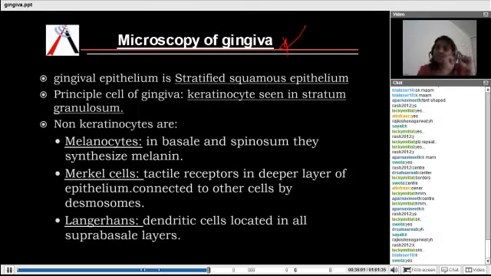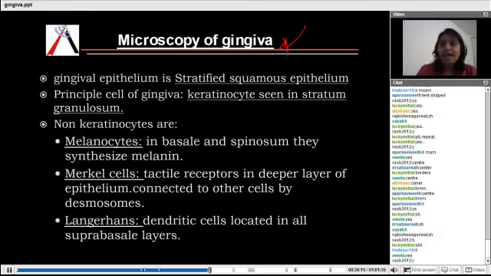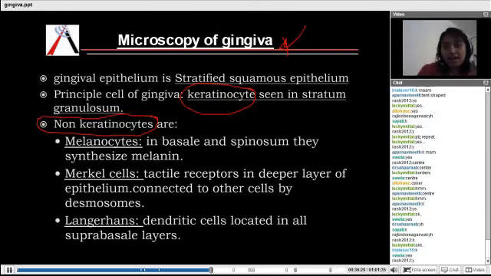Keratinocytes are those principal cells which actually make up the epithelium, the epithelial cells, you can say. So those are our keratinocytes, and any cell other than those keratinocytes is a non-keratinocyte. So what do we have in non-keratinocytes? We have the melanocytes, the Merkel cells, and the Langerhans cells. Are you all with me? Now, melanocytes are present in the basal and the spinosum layer and synthesize melanin.